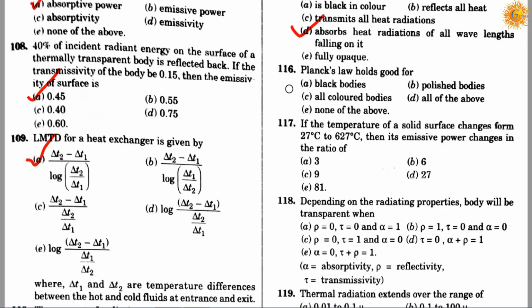Question number 116. Planck's law holds good for option A, black bodies, option B, polished bodies, option C, all colored bodies, option D, all of the above, and option E, none of the above. Correct answer is A. Planck's law holds good for black bodies.